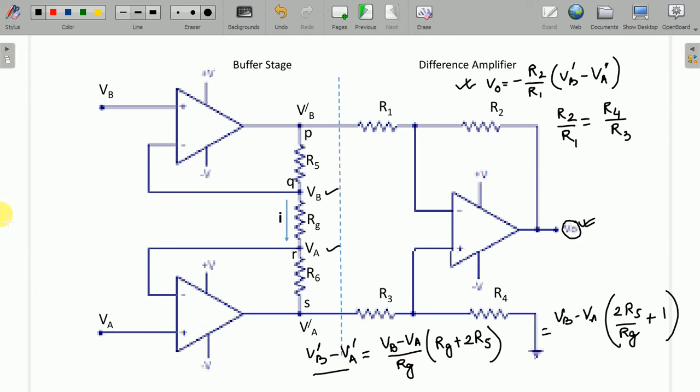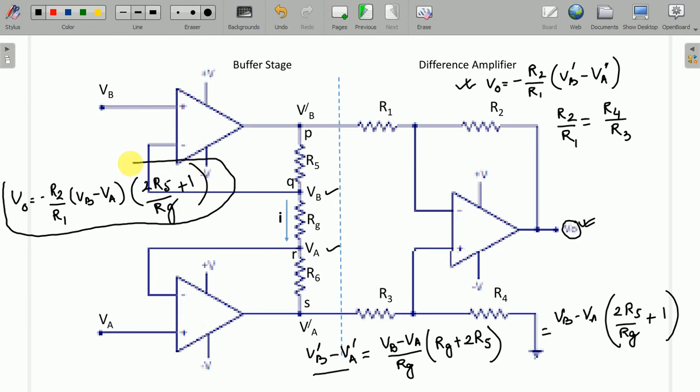V0 is equal to minus R2 by R1 multiplied by VB minus VA, multiplied by 2R5 by RG plus 1. This is what we obtain as the expression for the output. This is the expression for output.